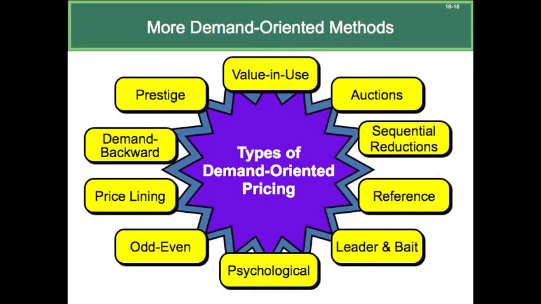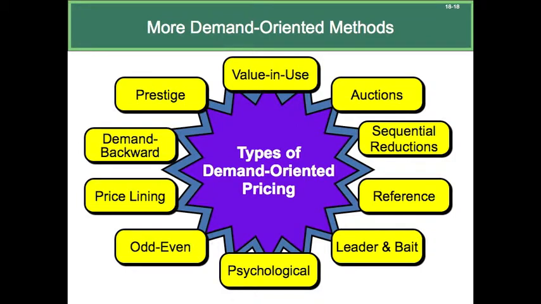Price lining sets a few price levels for a product line and then marks all items at these prices, so a few prices cover the field. For example, groups of neckties may sell at $10, $15, or $20 each. This technique is frequently used in fashion merchandising.